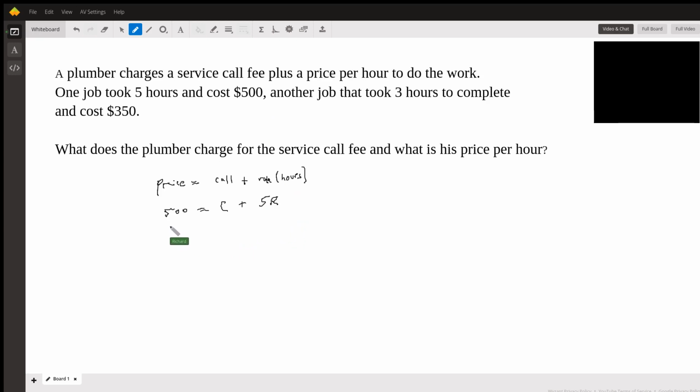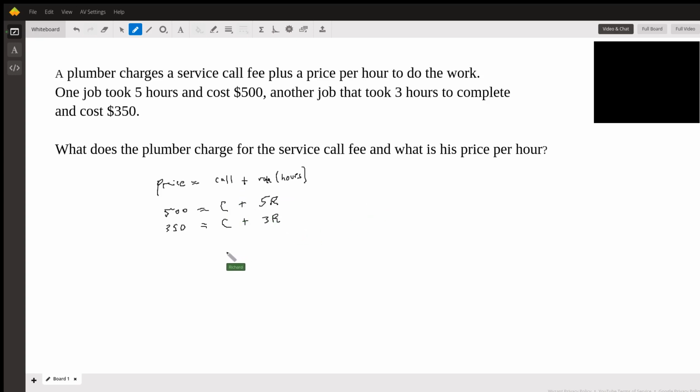Okay, and then we had another job, which was $350. And of course, there's the house call fee, which is C. And it just took 3 hours to complete. And they just want us to solve for C and R, which we'll go ahead and do now. So setting it up is probably the big challenge here, just making sure you understand the structure here in this first line and the variables that we're going to introduce here.